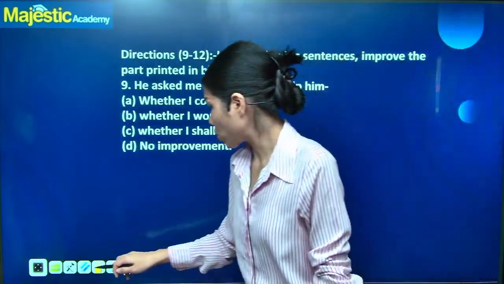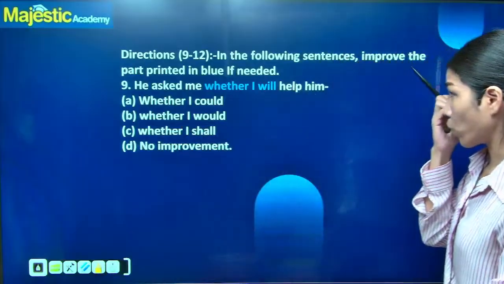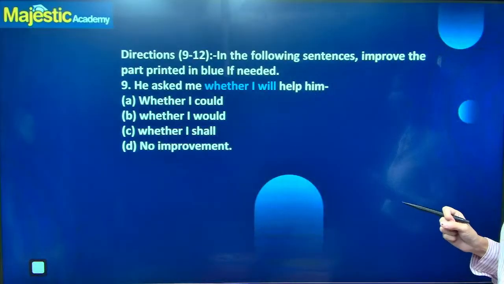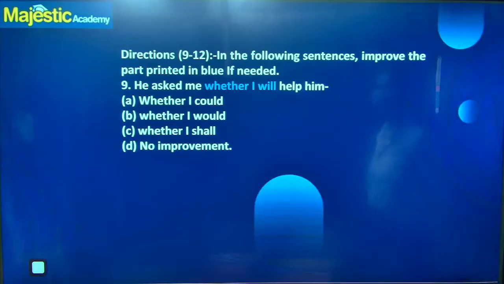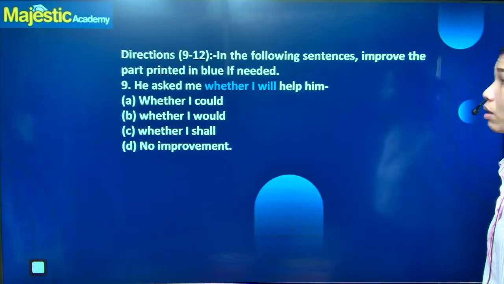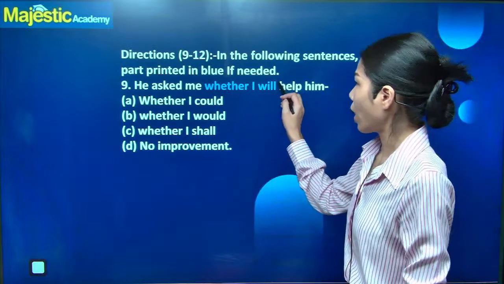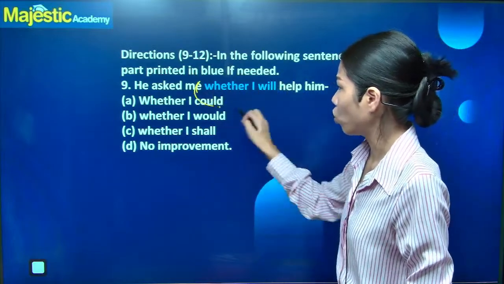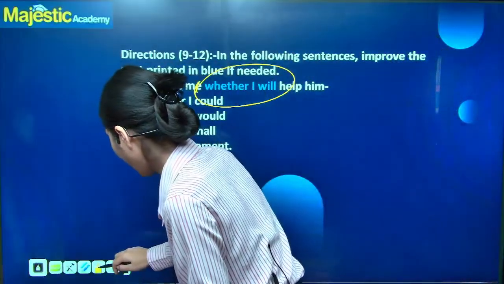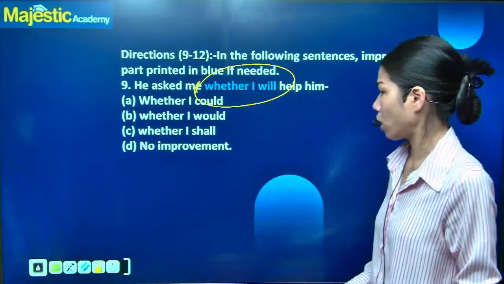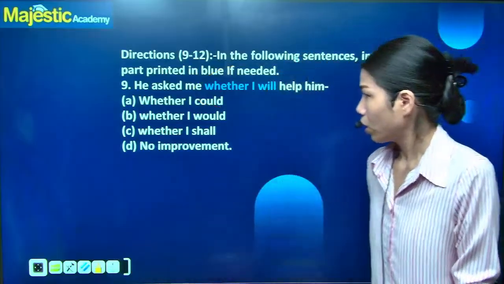Let's move to question number 9 to 12, and now we have a different direction. This question says, in the following sentences improve the part printed in blue if needed. ठीक है, so we have a particular part which is printed in blue. I hope this is visible in the camera. ठीक है, so I will be highlighting the part again in the question, so that would be easy for you. So let's read the question.